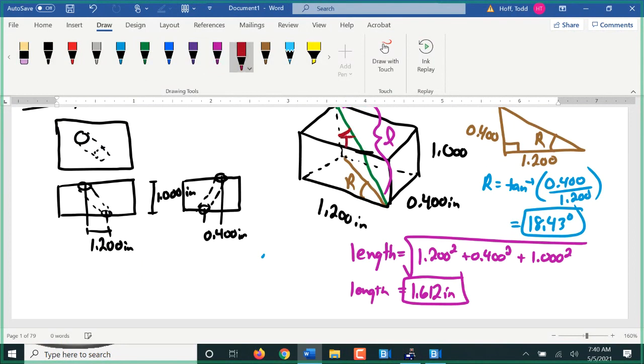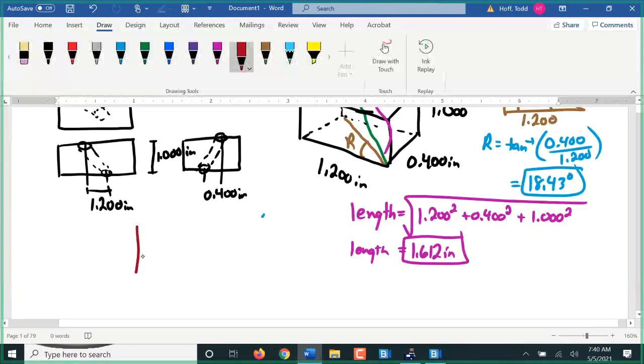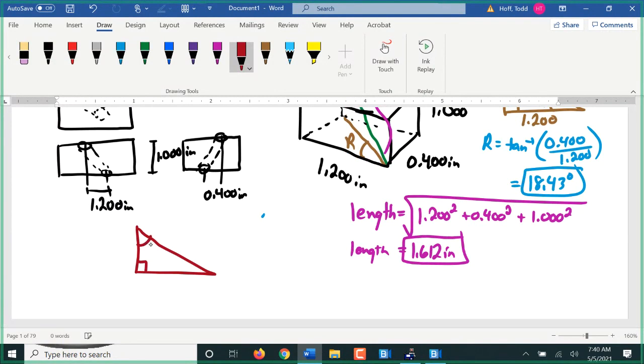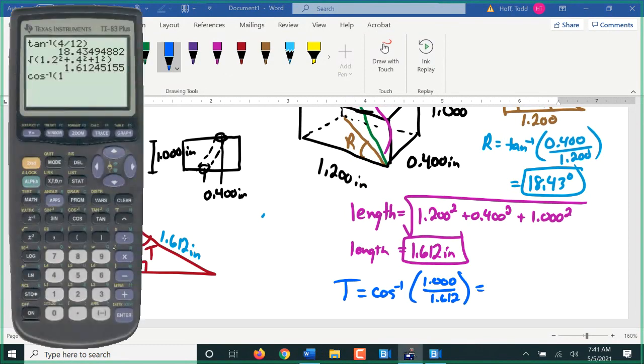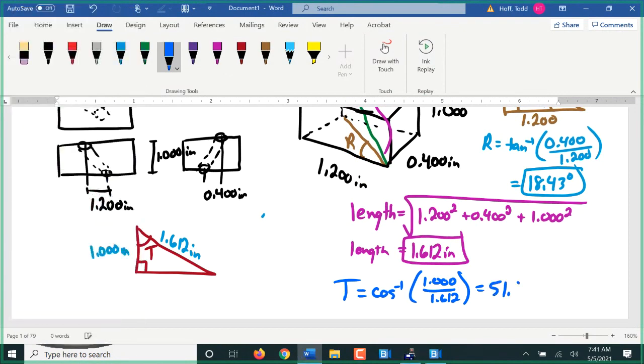Our angle of tilt, T, is right there. I know that this length here is the 1.00, and this is that 1.612 length of bore that we just found. What trig function are we going to use to find T? Cosine. You're good. 1.00 over 1.612. 51.66 degrees. Not so bad?